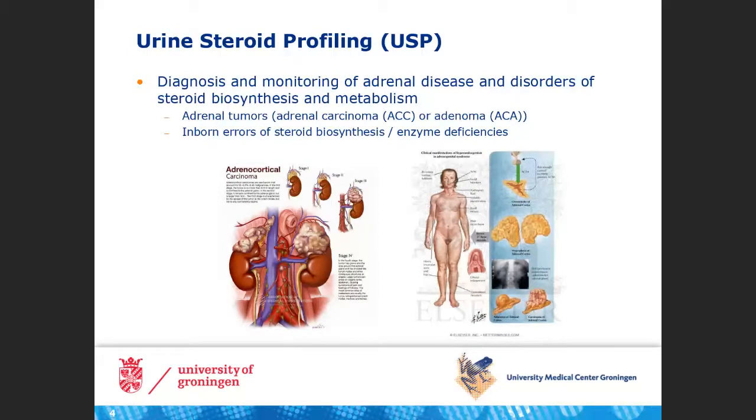Clinically, urine steroid profiling is used for diagnosis and monitoring of various adrenal diseases, such as adrenal tumors, including malignant adrenal tumors, the adrenal carcinomas, or benign adrenal tumors, the adrenal adenomas, as well as various inborn errors of steroid synthesis due to enzyme deficiencies.